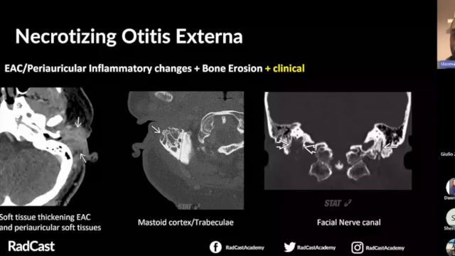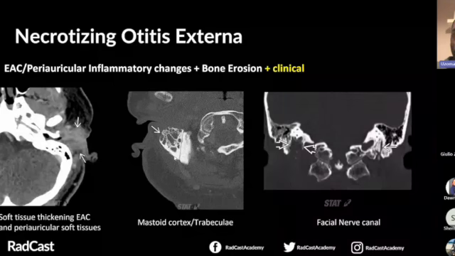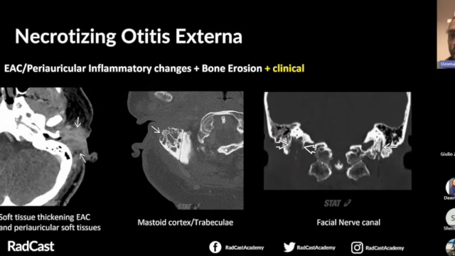So you can see here there's lots of erosion in the temporal bone. That's what that area should look like, and you can see the facial nerve canal descending through the temporal bone, and here it's completely eroded. So this patient would typically have a facial nerve palsy. So if you see this stranding and bone erosion in a diabetic patient, then it's probably necrotizing otitis externa.